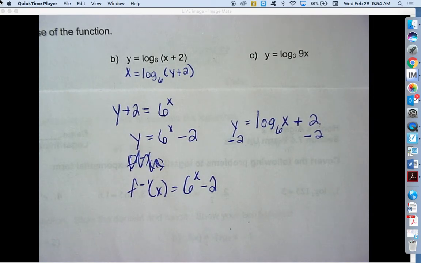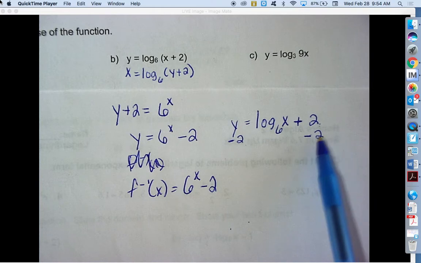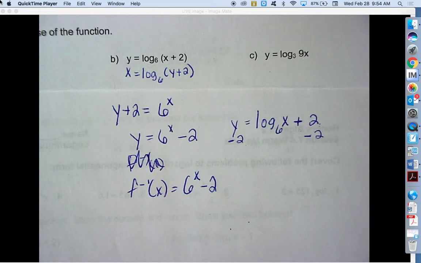So you'll have to look to see if there's parentheses in the problem that keep those things attached together, the x plus 2, it keeps that together. If there's not parentheses, then you would take something to the other side. Same.